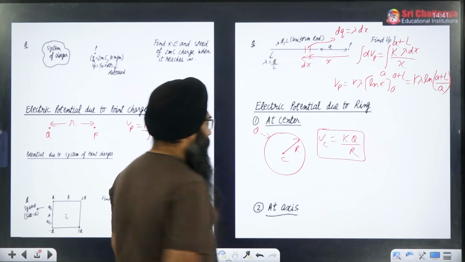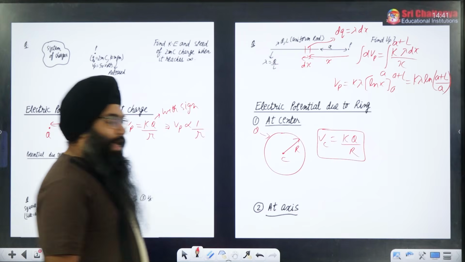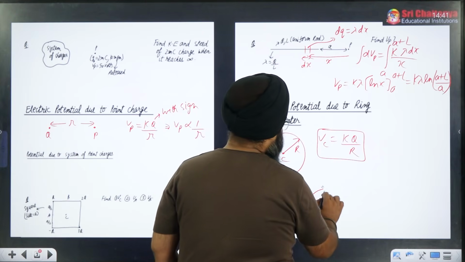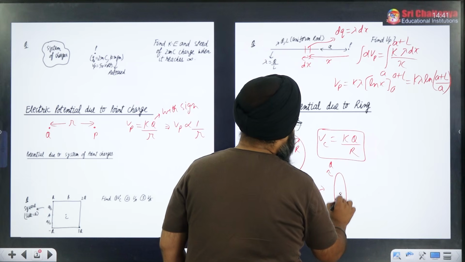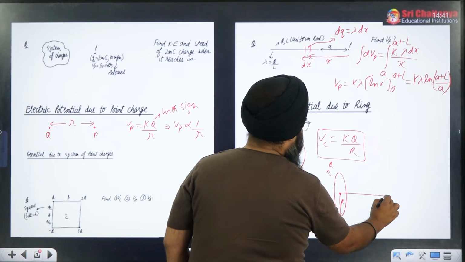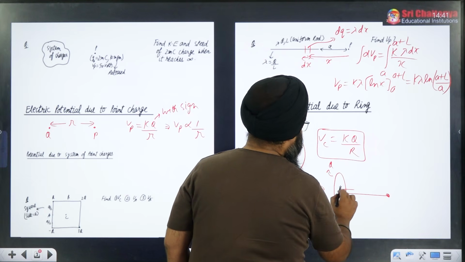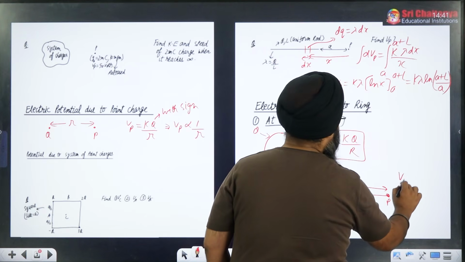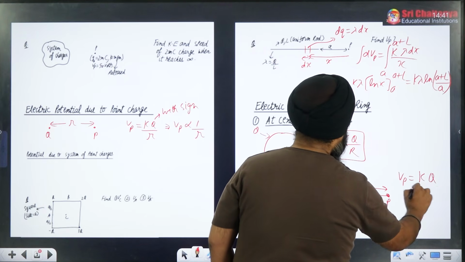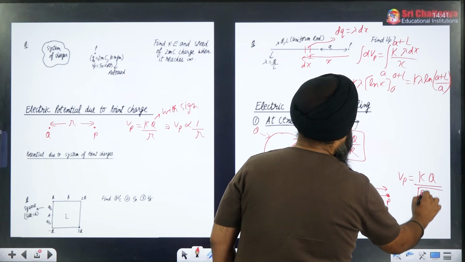Directly you can remember. If you want to find it at the axis, suppose this is a ring having charge Q, and the radius is R, and you want to find the potential at this point on the axis at a distance x. So at a distance x, the potential will be given by how much? It will be kQ divided by under root of capital R square plus x square.